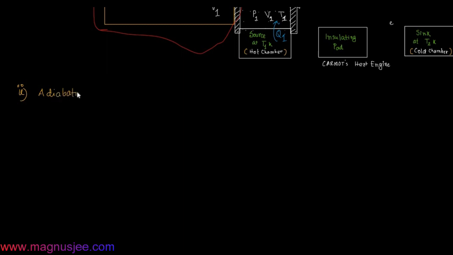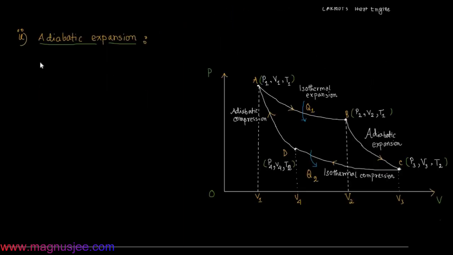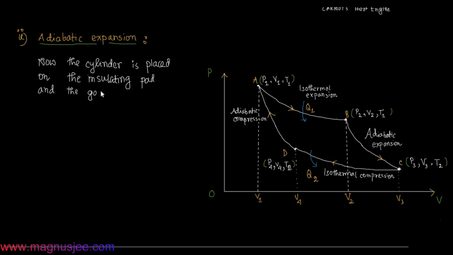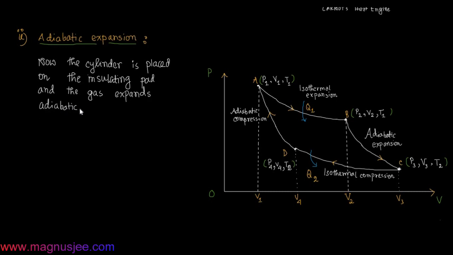Now we shall find the work done by the gas in adiabatic expansion. We should consider the adiabatic expansion of the ideal gas placed in the cylinder fitted with the piston. Now the cylinder is placed on the insulating pad such that its base is in contact with the insulating pad. The cylinder is placed on the insulating pad, and the gas will undergo adiabatic expansion from the point B to C, that is from the state P2, V2, T1 to P3, V3, T2.